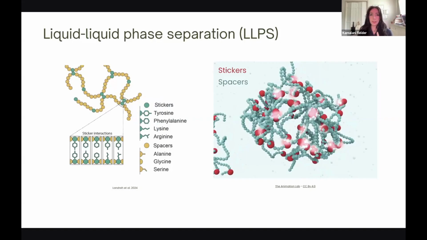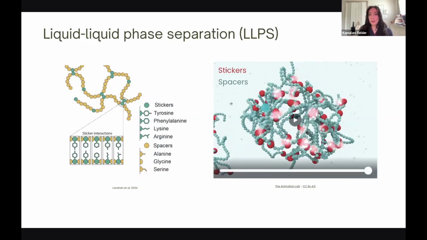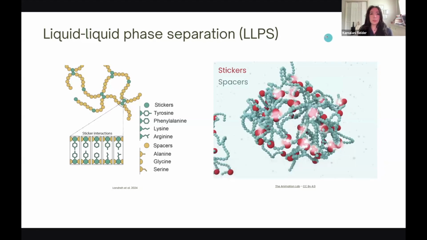The other amino acids here would be considered spacers, and these are amino acids that break up the sticker interactions, which are also very important because they will mediate stickiness, they will prevent kind of out of control aggregation. So here are some common stickers and spacers, and then on the right we have the interaction between stickers and spacers driving the process of LLPS, and I'm interested broadly in the LLPS behavior arising specifically from these disordered low complexity peptide sequences.